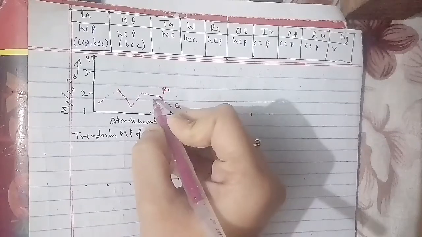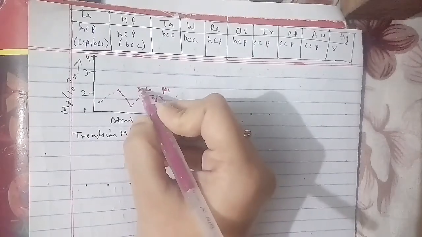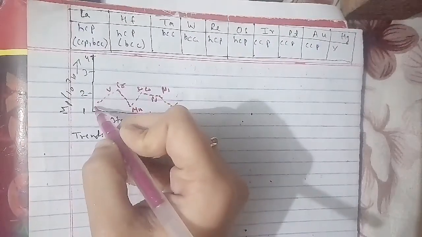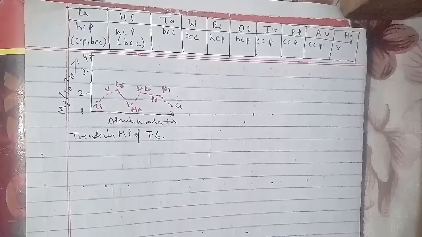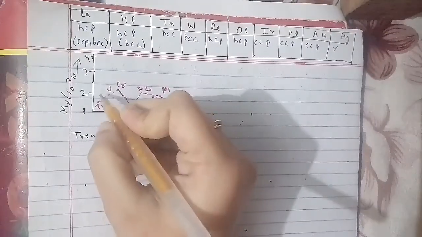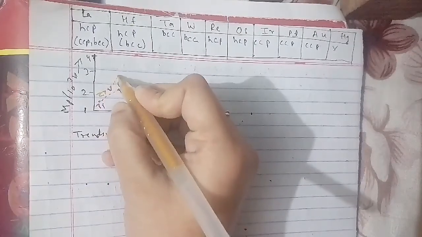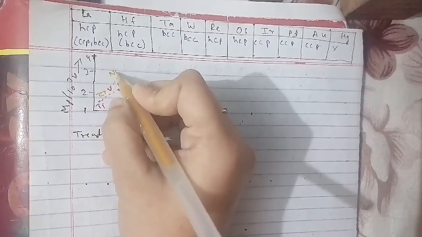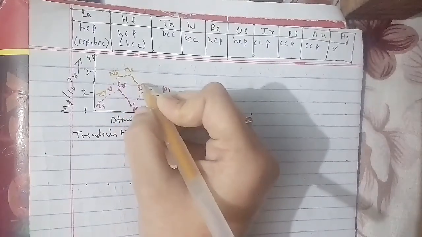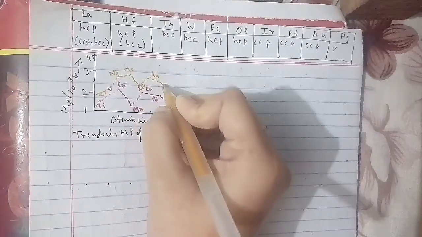So for the second, we'll go ahead with another one. Another graph I will denote with a yellow pen, for the Zr series. Zr, then Nb, then Mo, then Tc, then Ru, then Rh, then Pt, and again, we'll be colliding here, this is Au.